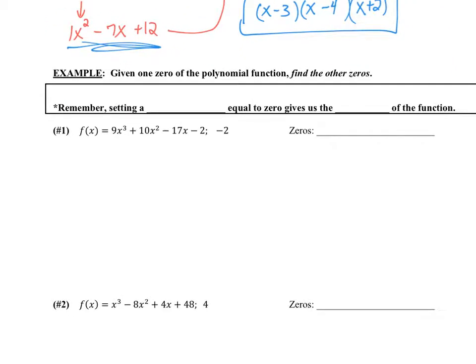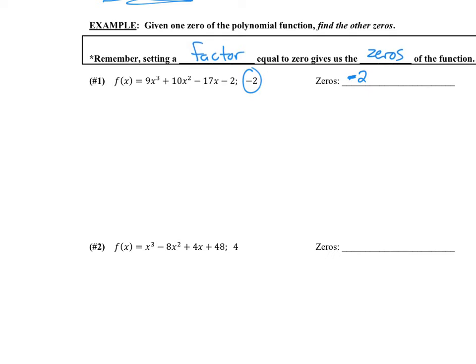And then it says, given one 0 of the polynomial function, find the other zeros. So it says, remember that setting a factor equal to 0 gives us the zeros of the function. So one of the zeros is negative 2. They give us that, right? So what we're going to do is synthetic division. We're going to put negative 2 in the box, and we're going to list our coefficients: 9, 10, negative 17, negative 2.